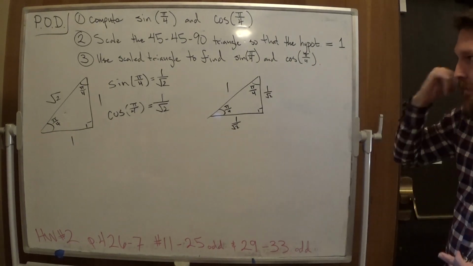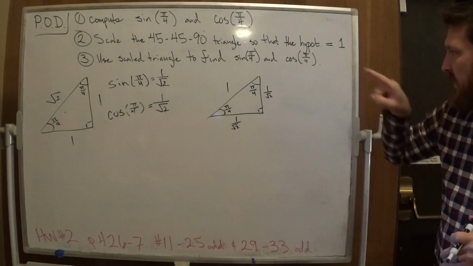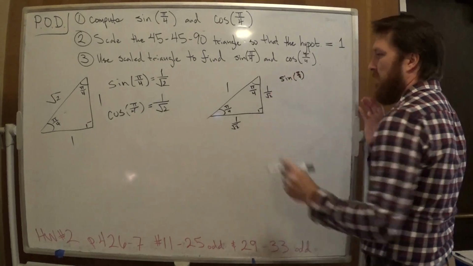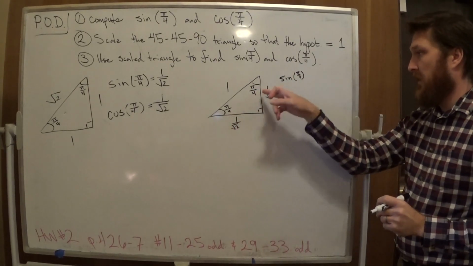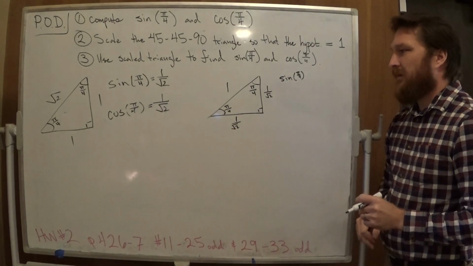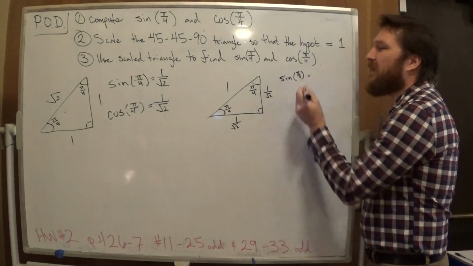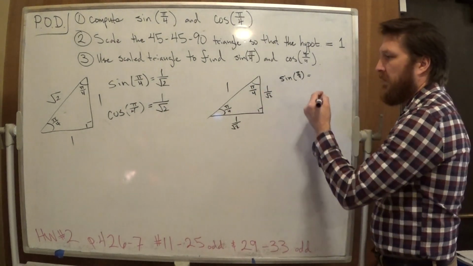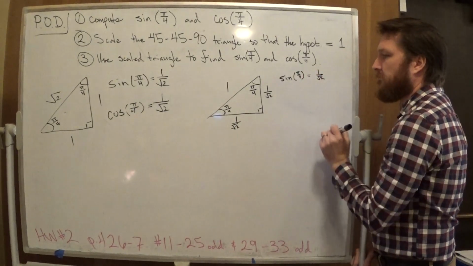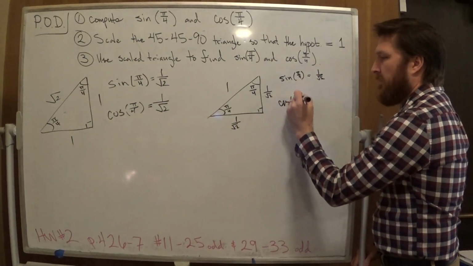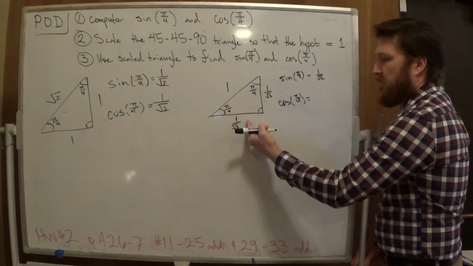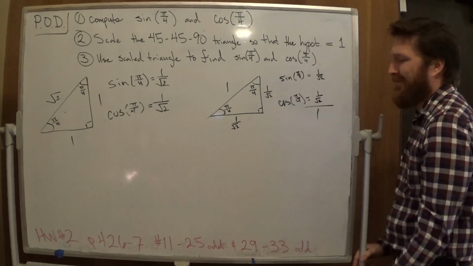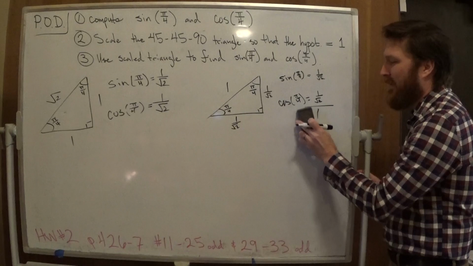But check this out, this is the cool thing. Use the scaled one to find sine and cosine. Sine of pi over 4: sine is what over what? Opposite over hypotenuse. The hypotenuse is 1, so I'm not even going to bother writing it. It's whatever that length is right there. Ditto cosine of pi over 4: adjacent over hypotenuse, and the hypotenuse is 1, so I don't even need to bother, because dividing by 1 is just the same thing.